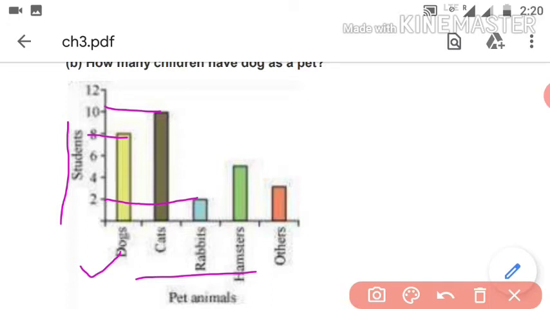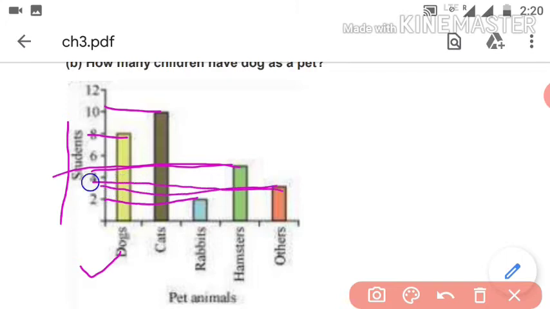Now what is given here? Others, and here it is given Hamster, isn't it? So for Hamster it is how much? Maybe 5, isn't it? Now for others it will be how much? For others it will be 3, because it is in the middle.